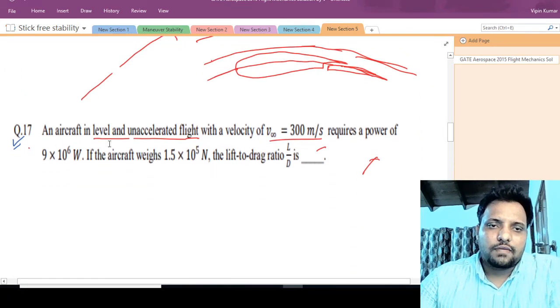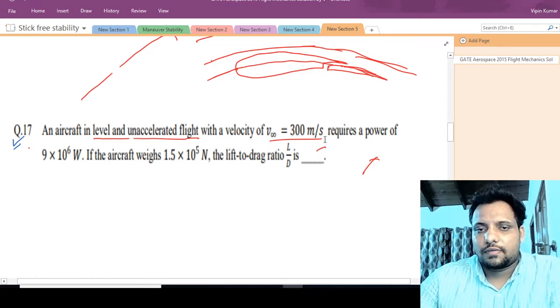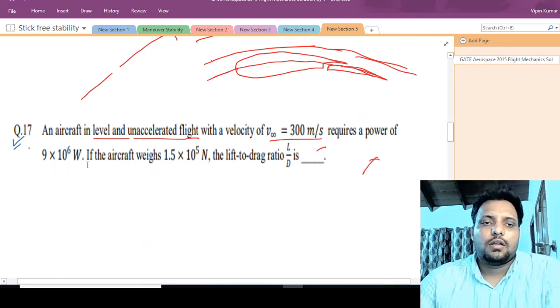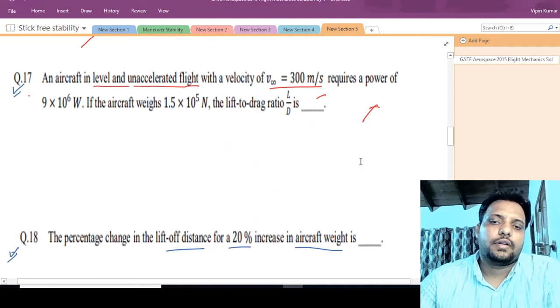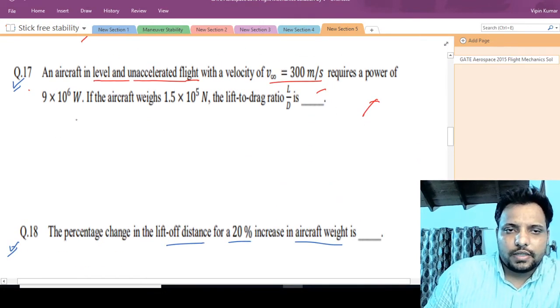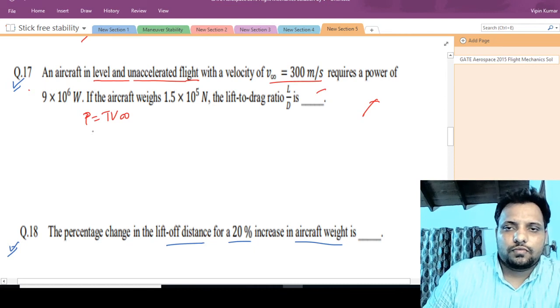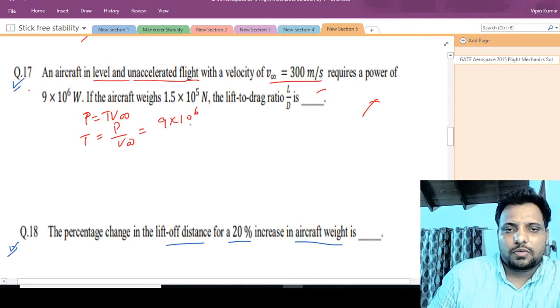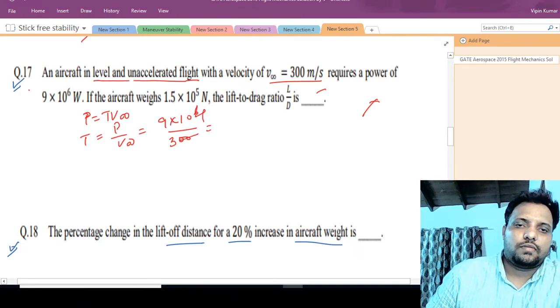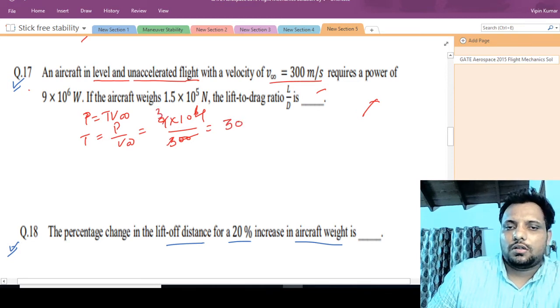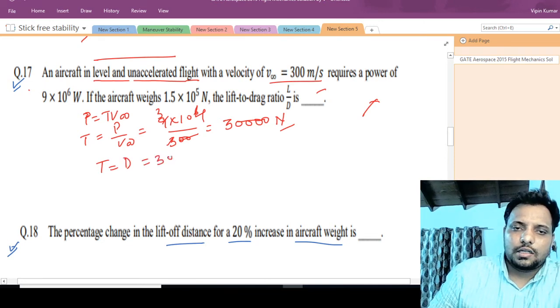Now next is an aircraft in level and unaccelerated flight with a velocity of 300 meters per second requiring power of this much, and the aircraft weighs this much. The lift to drag ratio is asked. So we know that power is thrust into velocity. Okay, so thrust will be power by velocity, or 9 into 10 to the power 6 watts by 300. So I'll get the velocity from here. This will become 4, this will become 3, so 30,000 newtons. And since it is a level and unaccelerated flight, thrust is equal to drag, which is this.